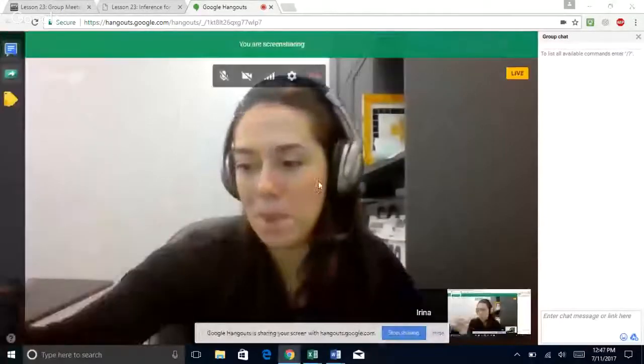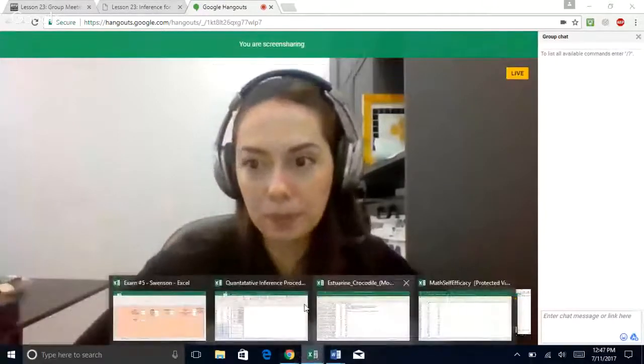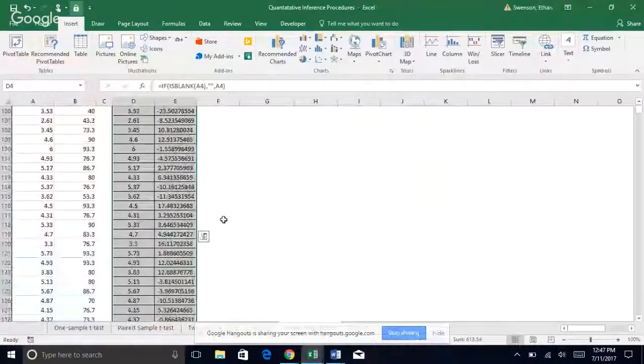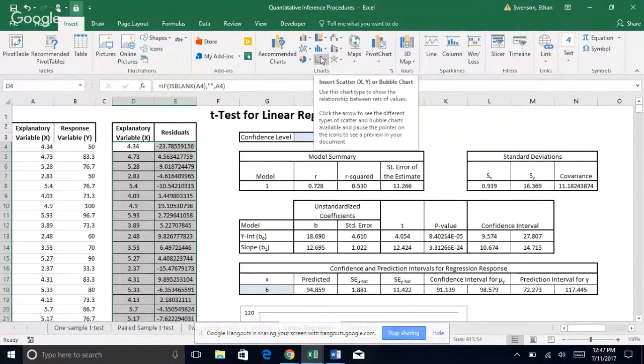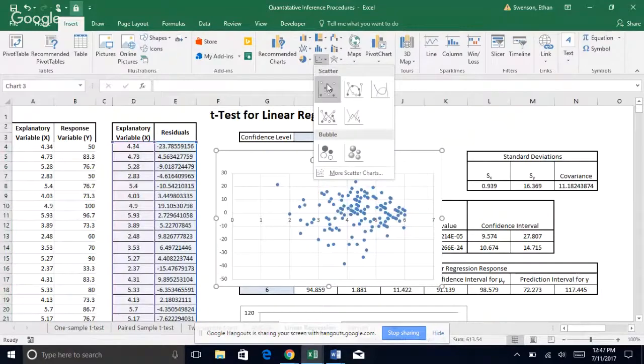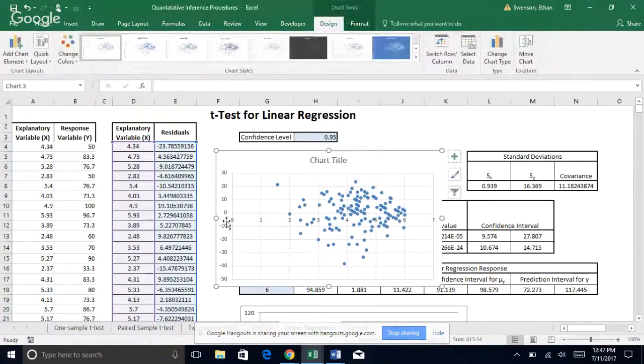Screen share. Okay, here we go. So you go and you highlight all of the explanatory variable and then the residuals. Then you click on Insert. You go to this little one right here, Scatter or Bubble Chart, and then you click on the first one. Yeah, that's what I did. Yep, and it doesn't look like a QQ plot. Megaphone.